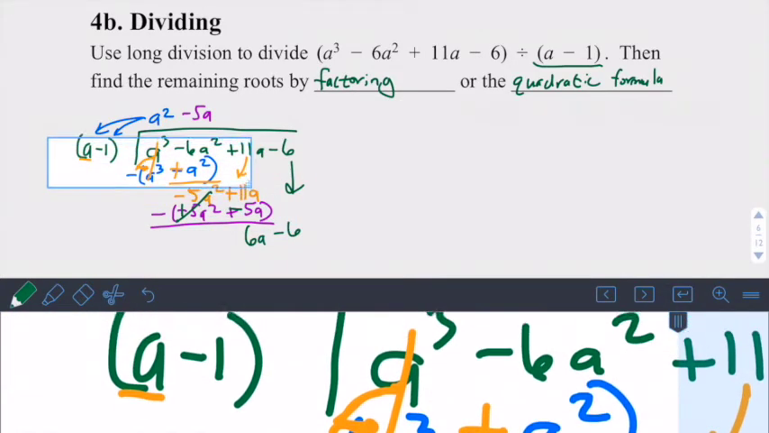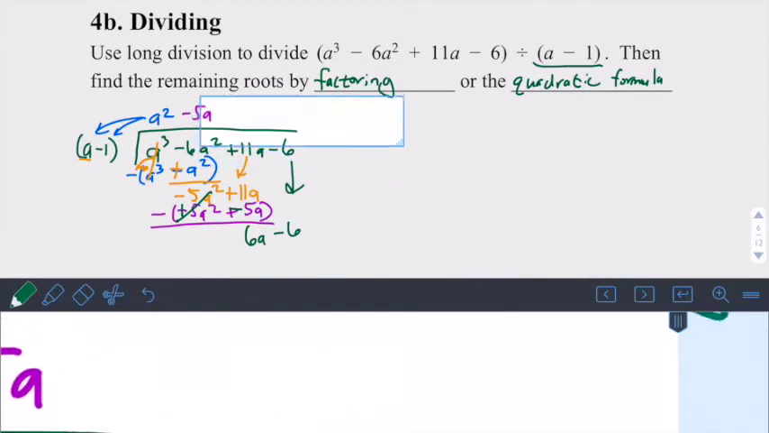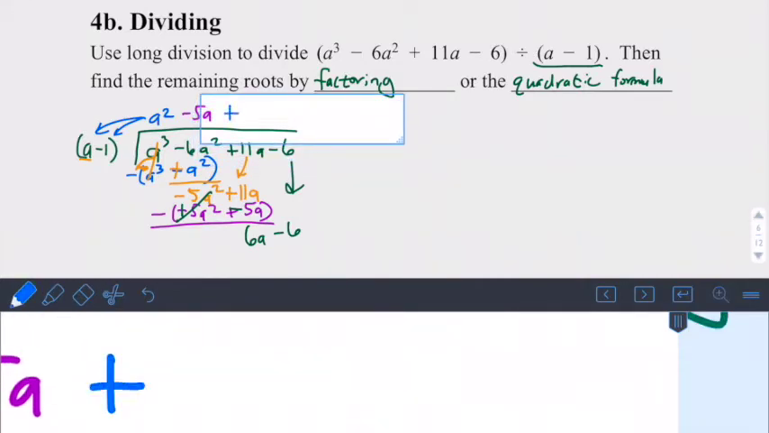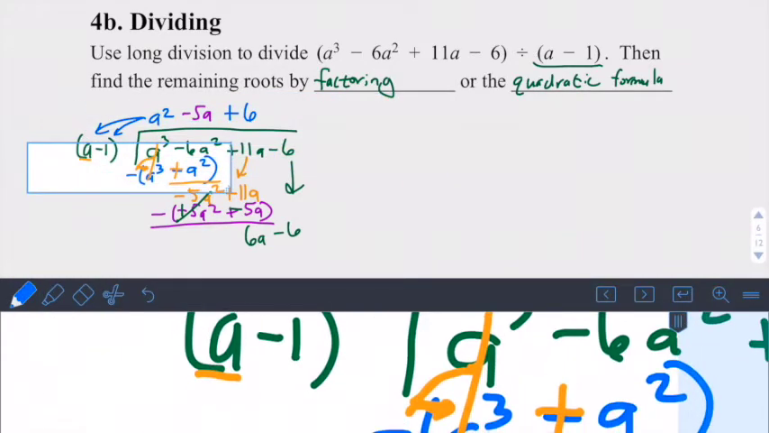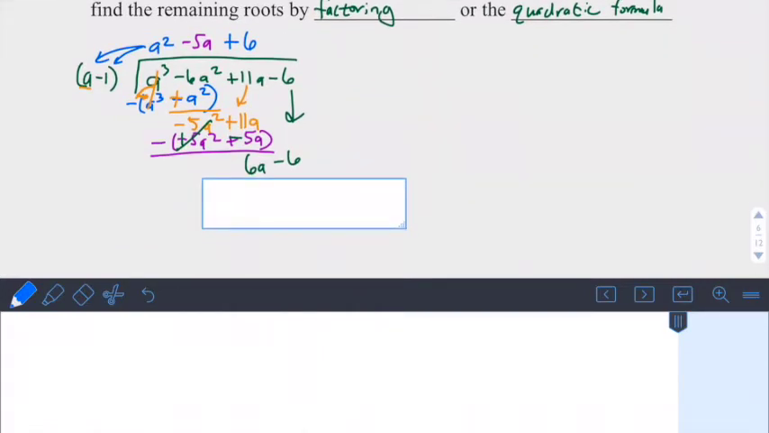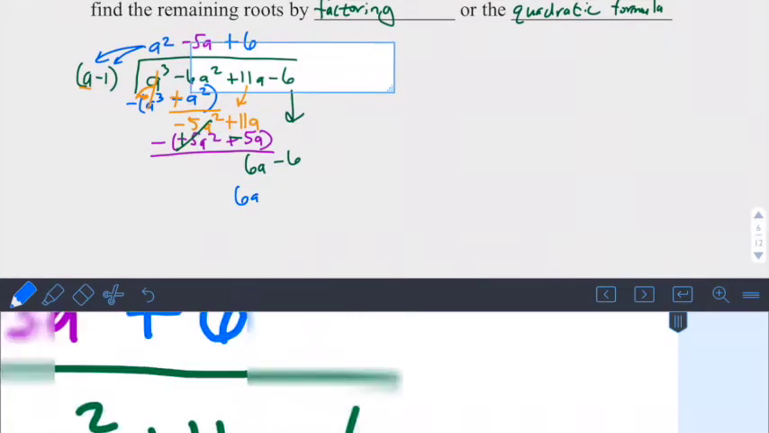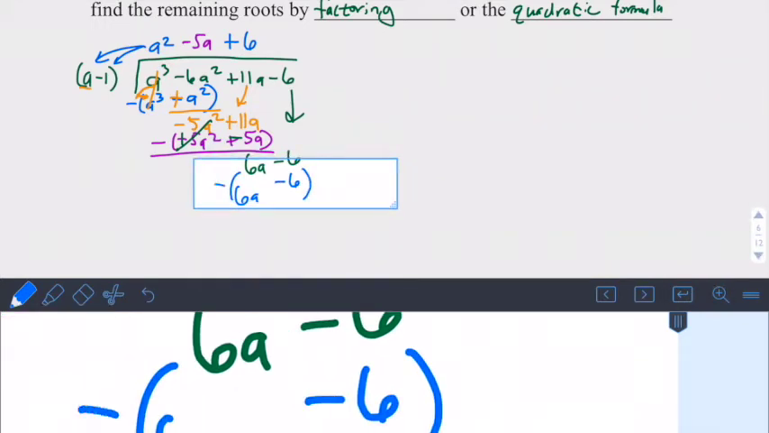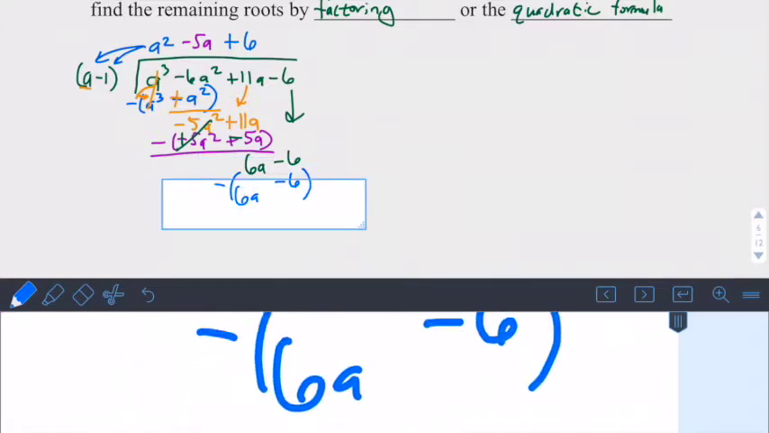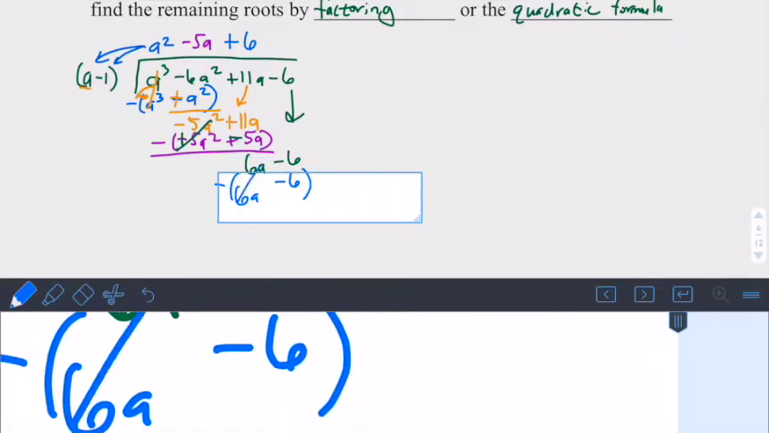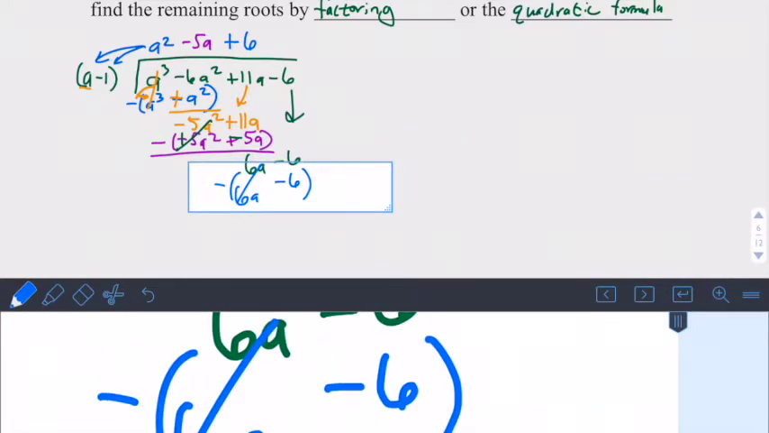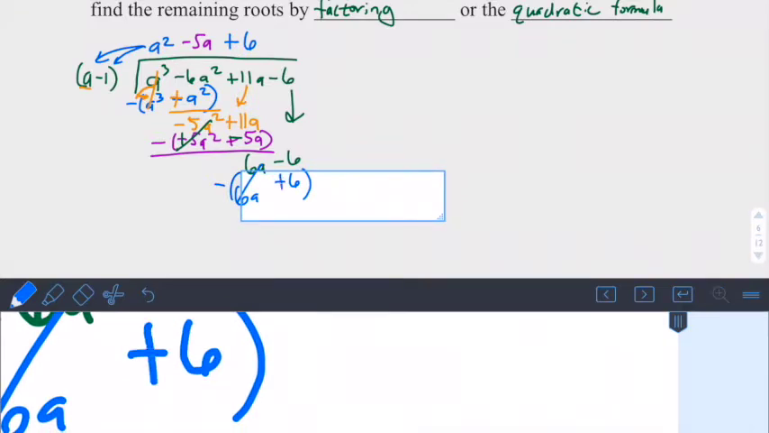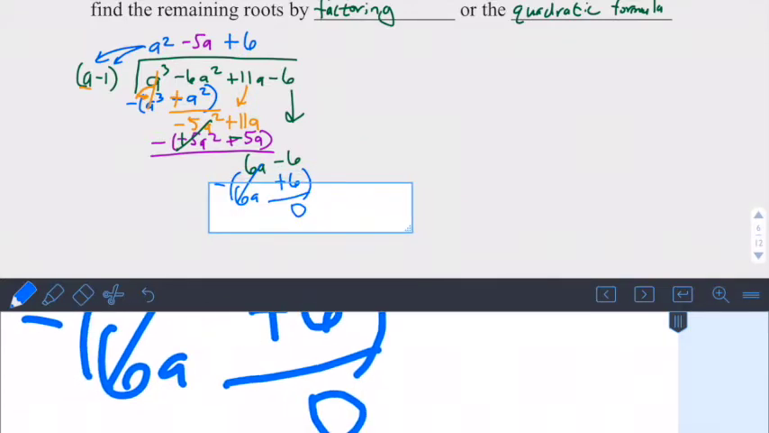And now I need to figure out what times a gives me 6a. Well, positive 6. Positive 6 times a is 6a. Positive 6 times negative 1 is negative 6. And I subtract. So 6a minus 6a is 0, and negative 6 minus minus makes this plus 6 for 0. So we have a remainder of 0, which is good.